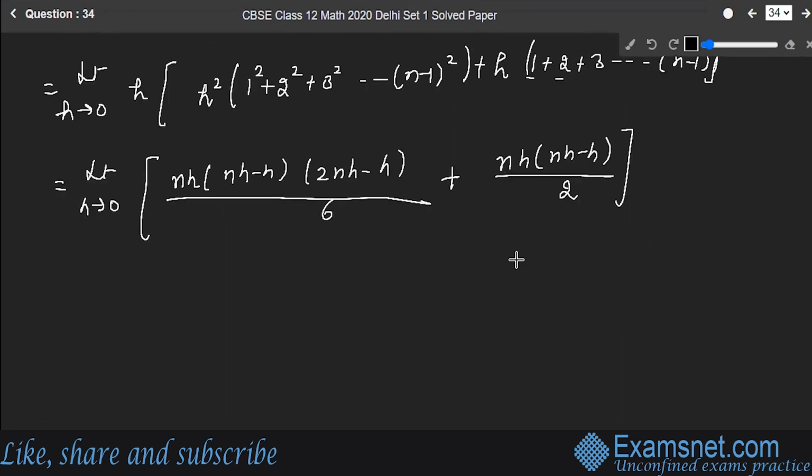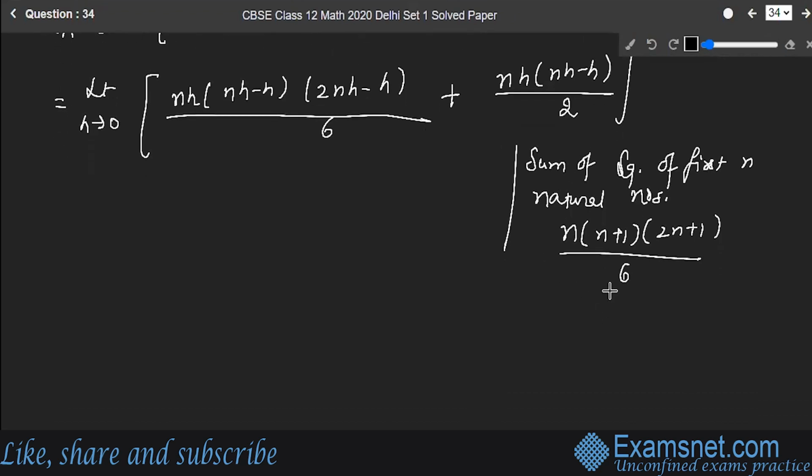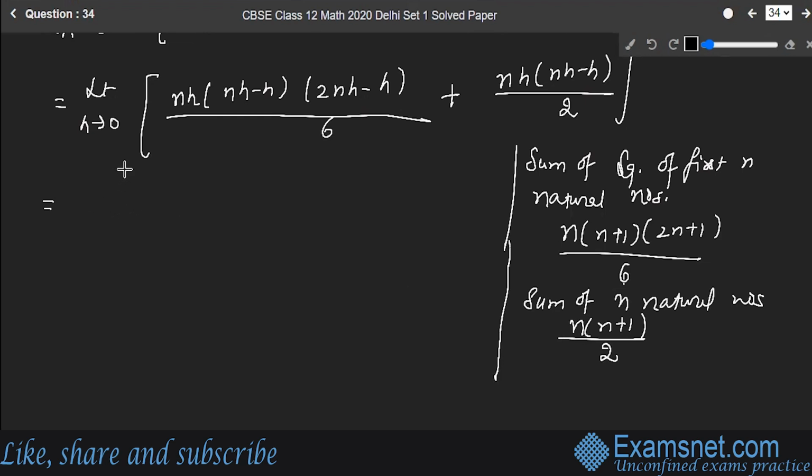You remember the two formulas? Sum of squares of first n natural numbers is given by n into n plus 1 into 2n plus 1 whole divided by 6. And similarly, the sum of first n natural numbers is given by n into n plus 1 upon 2. Sum of n natural numbers. Okay.